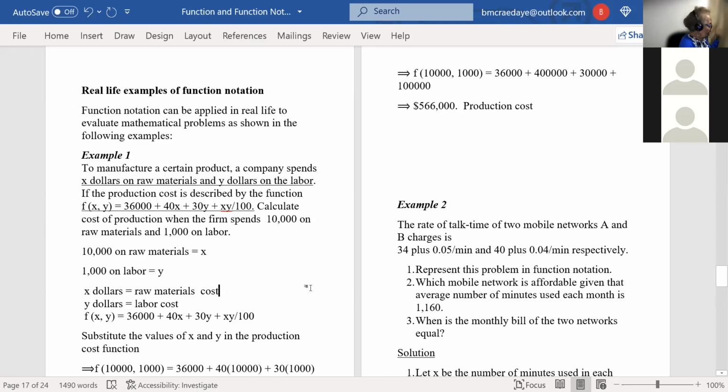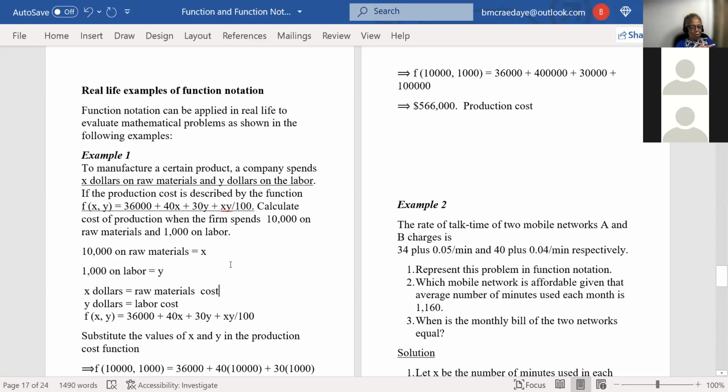I just put down here 10,000 on raw materials is X, 1,000 on labor is equal to Y. But that was given in the problem. They gave you what the variables are: X dollars on raw material, Y dollars on labor. No, that was given in the problem, Latoya. It doesn't just appear. This is the way it was given in the problem, just like you see it here. It's just that I put 10,000 on raw materials is X, 1,000 on labor equal Y.